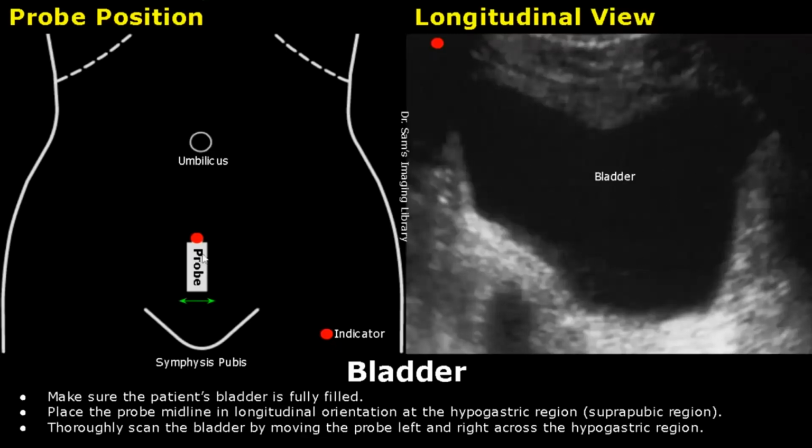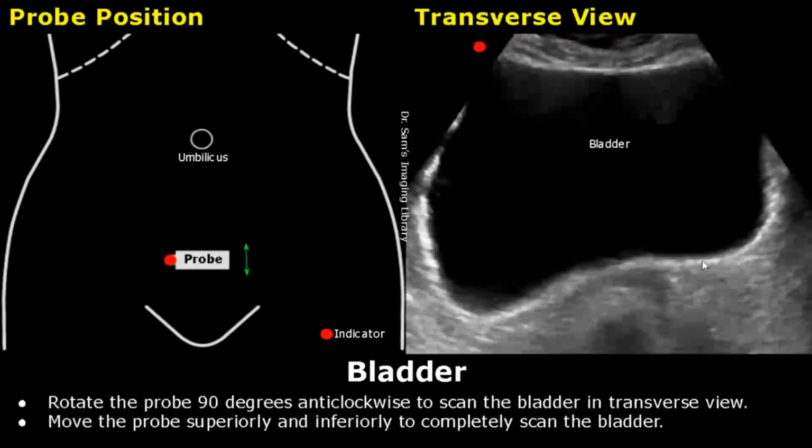Thoroughly scan the bladder by moving the probe left and right across the hypogastric region. Then rotate the probe 90 degrees anti-clockwise to scan the bladder in transverse plane. Move the probe superiorly and inferiorly to completely scan the bladder. This is how the bladder will look like in transverse view.